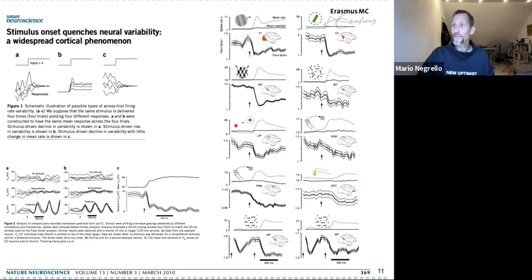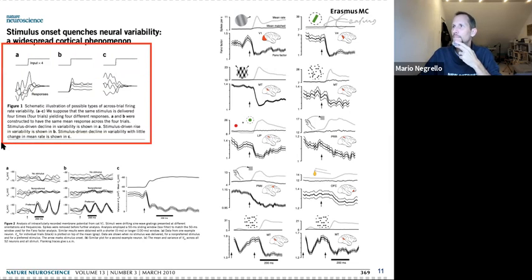So this is a paper in Nature Neuroscience called Stimulus Onset Quenches Neuronal Variability, and it's a widespread cortical phenomenon. Here they have a set of experiments where they have shown, by recording the brain in many different ways, in many different paradigms, let's look here at the left side of this figure first. These are possible types of cross-trial firing rate variability. For one thing, you can have different responses, and when you give a particular input, the response variability quenches.